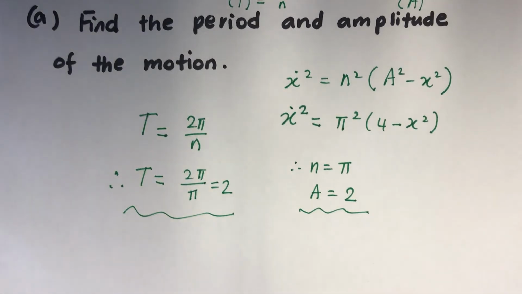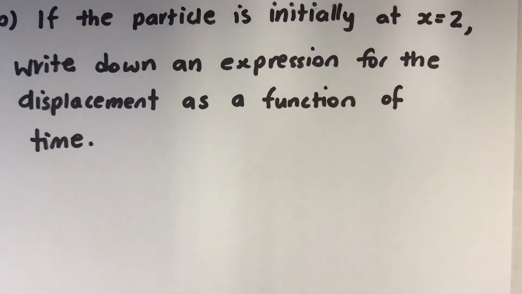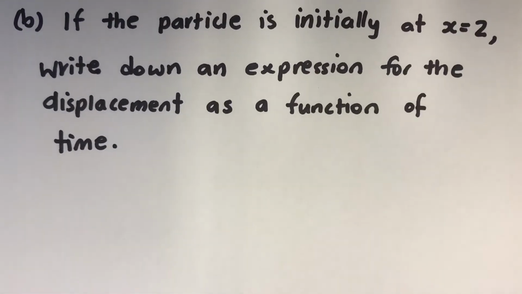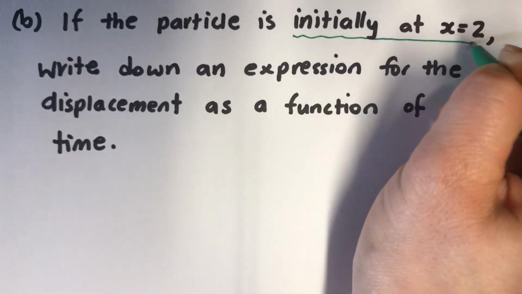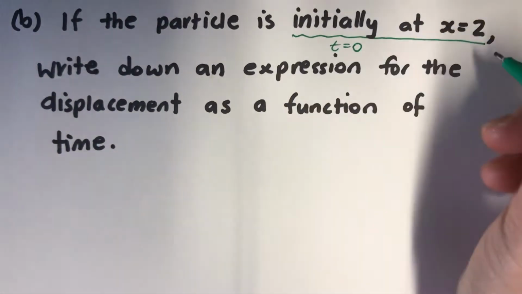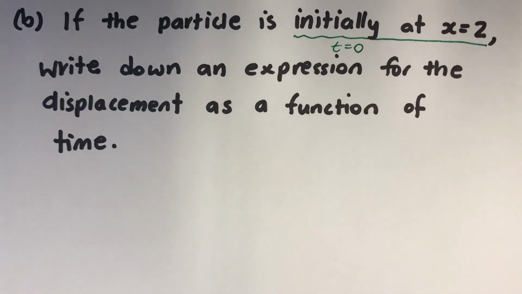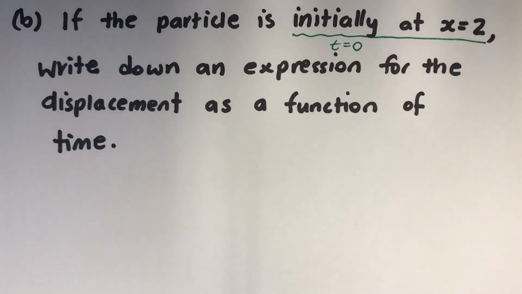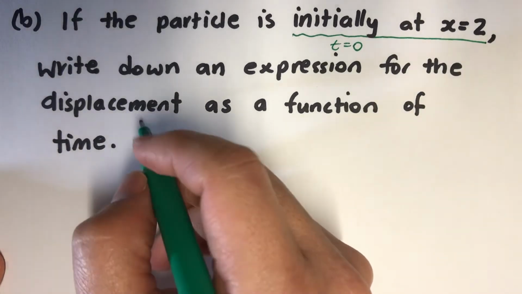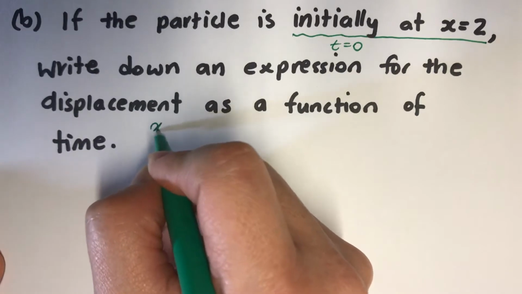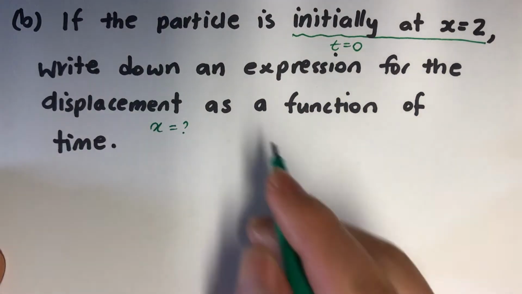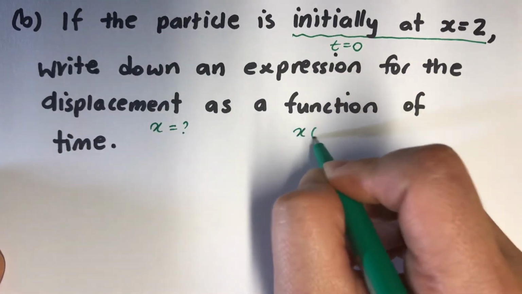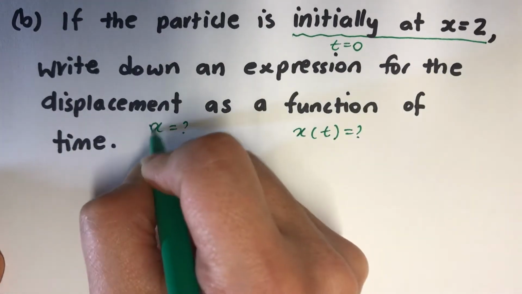All right, so that's not too bad. Next one. If the particle is initially, at t equals 0, x equals 2, write down an expression for the displacement. Displacement x equals something as a function of time. So x in terms of t, that's what we're looking for.